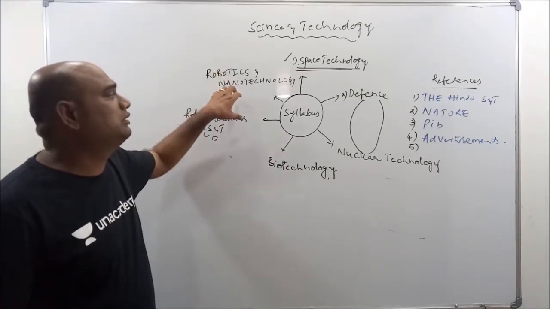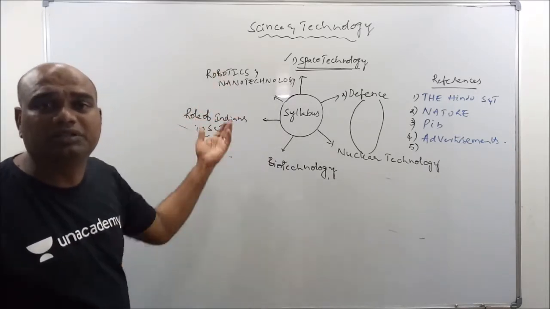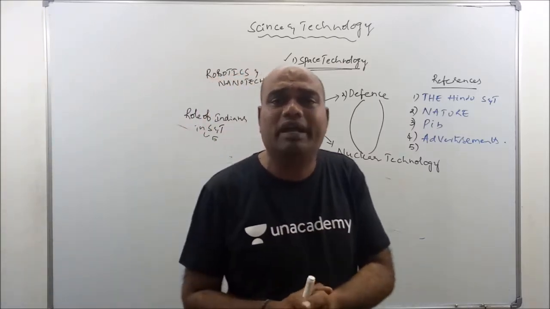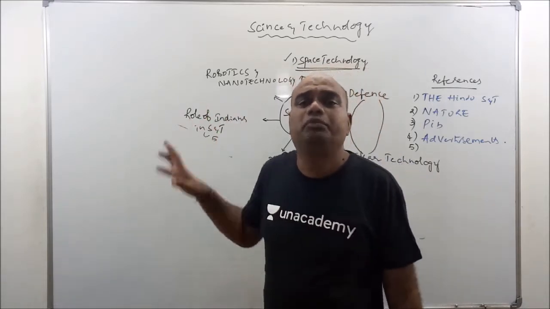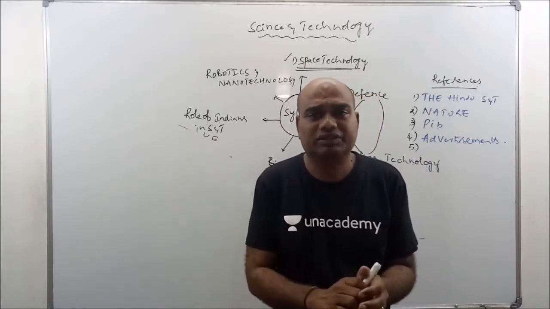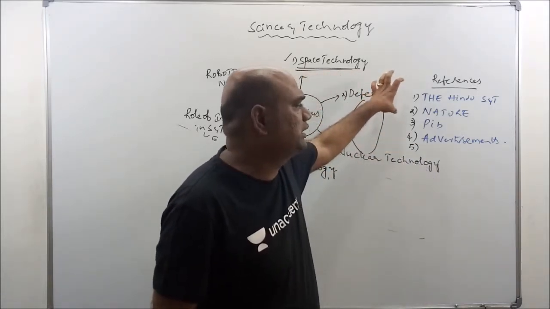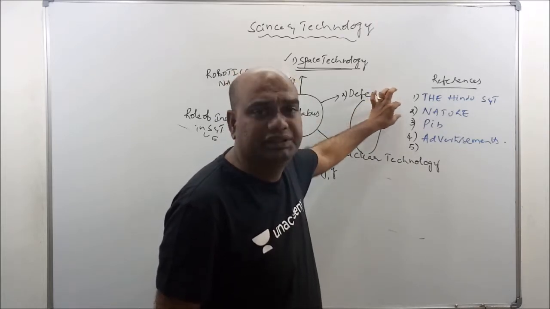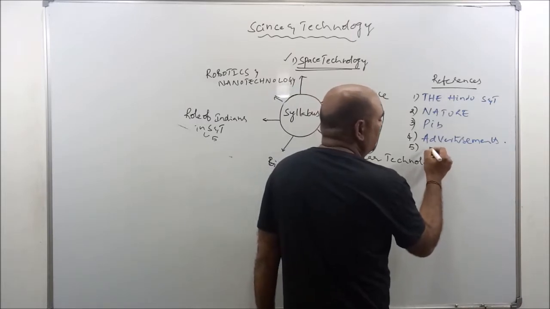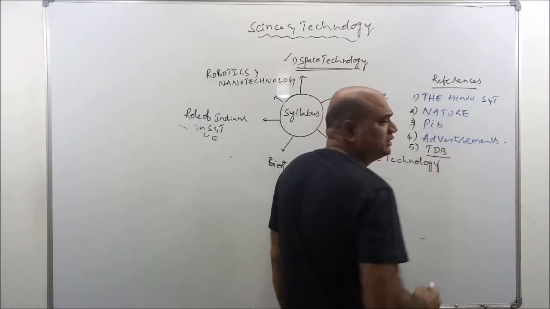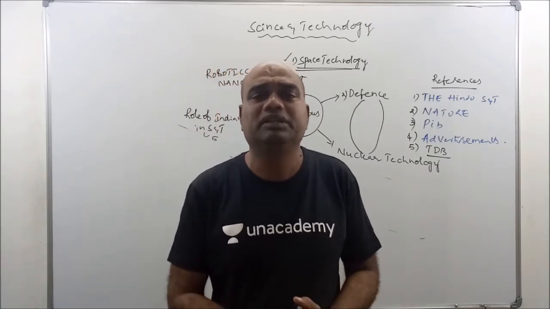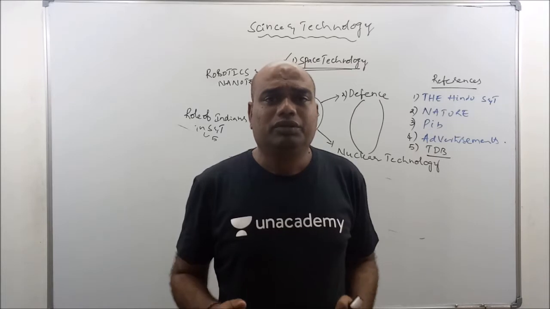Robotics and nanotechnology: nanotechnology missions are very important, and nanotechnology mission was a previous question. And robotics, integrating robotics with reference to unmanned aerial vehicles, are very important segments. So this is the major approach to prepare for science and technology. The Hindu Sunday Science and Technology edition, Nature, PIB advertisements, and one more important web reference, TDB, the Technology Development Board, are the major areas that will complete your science and technology preparation.